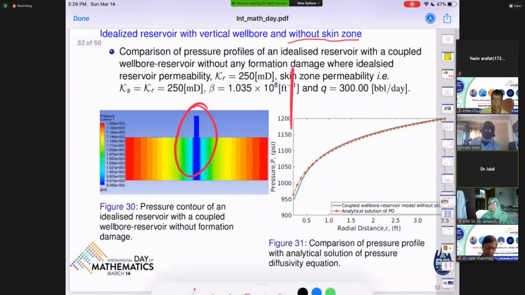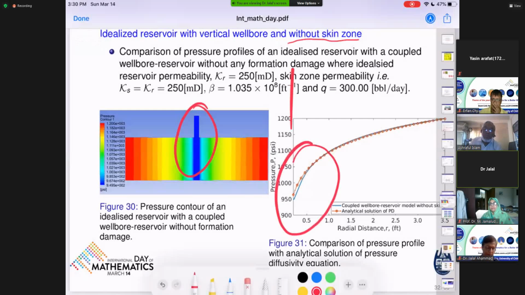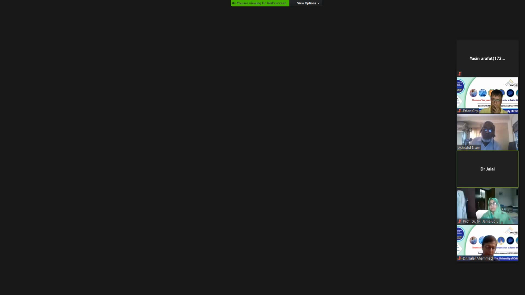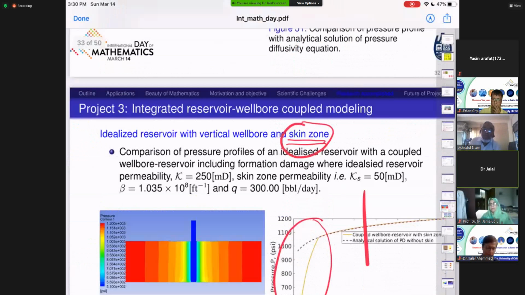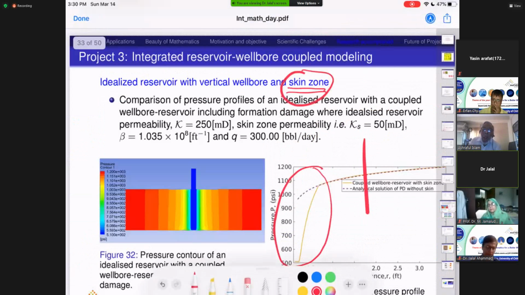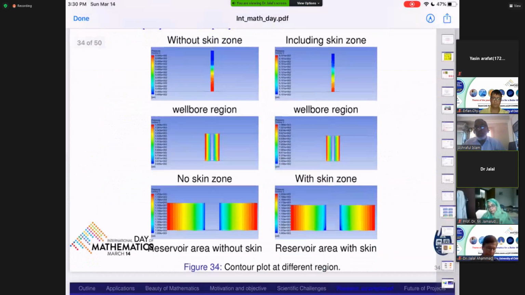But here we don't have it. So what is the difference? Without skin, there is no decline of the pressure. And when we consider the skin zone, then we have the decline of the pressure here. It suddenly dropped. So that is the main thing, to include all these three regions in one simulation.